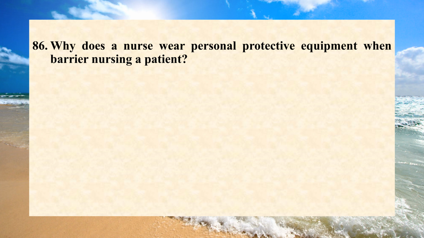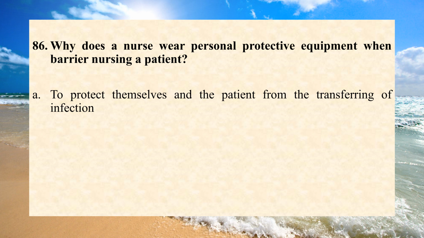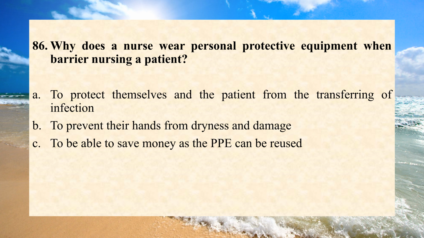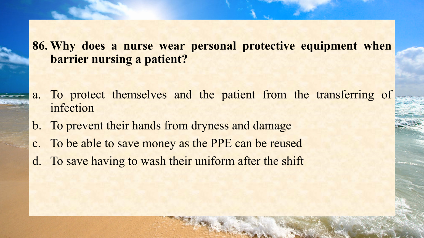Why does a nurse wear personal protective equipment when bed nursing a patient? Option A, to protect themselves and the patient from transferring of infection. Option B, to prevent their hand from dryness and damage. Option C, to be able to save money as the PPE can be reused. Option D, to save having to wash their uniform after the shift.